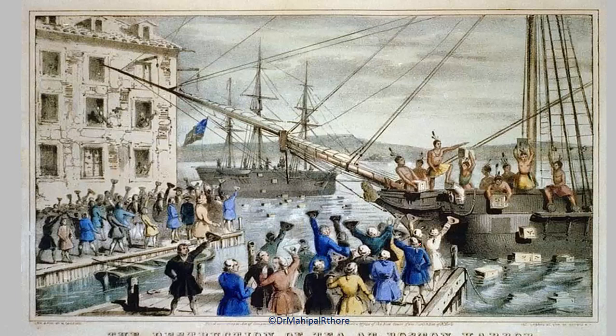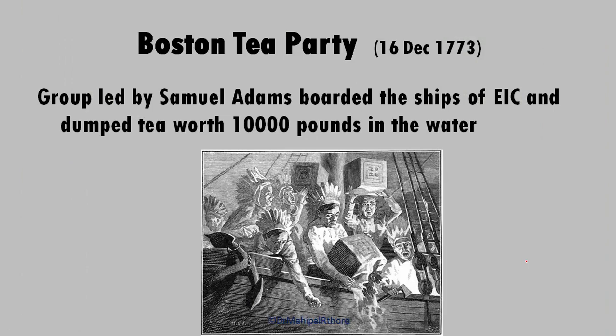So when these ships came into the harbor, the same Samuel Adams, he led a party of men and they all dressed up as Native Americans. They boarded those ships and they threw all this cargo containing the tea from East India Company into the harbor, into the sea. You can see in this photograph, they are dressed up as Indians, they are Native Americans, and they are throwing all this cargo in the water. So this is called the Boston Tea Party.